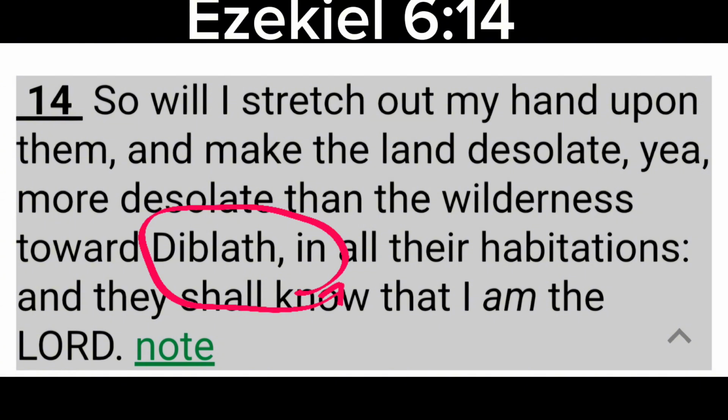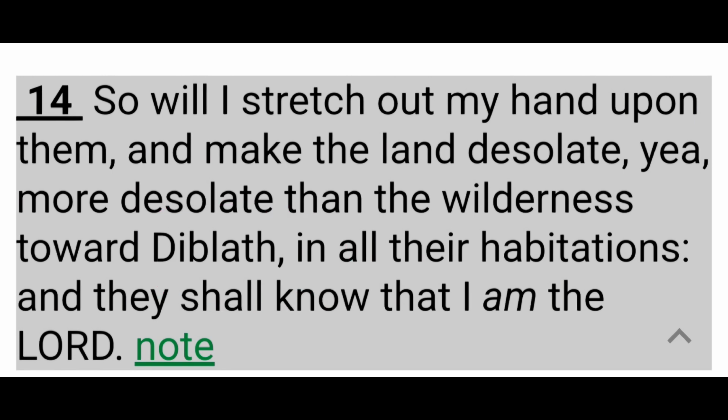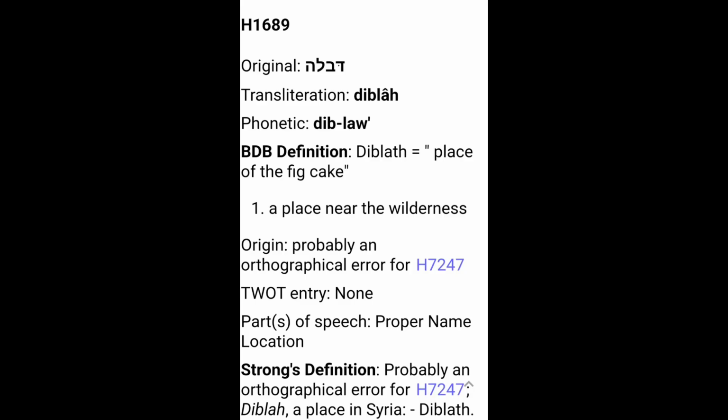So one day I'm reading along in the book of Ezekiel chapter 6, and I come to verse 14, and it says, "So will I stretch out my hand upon them and make the land desolate, yea, more desolate than the wilderness towards Diblath, in all their habitations, and they shall know that I am the Lord." So I'm thinking, well, I don't know what Diblath is, so I think I'll just look it up.